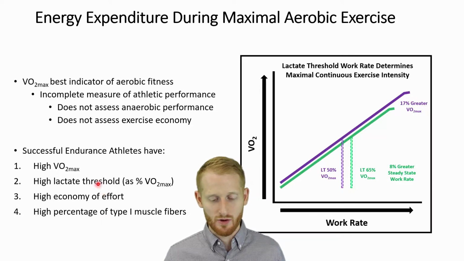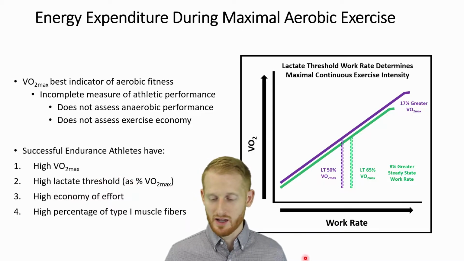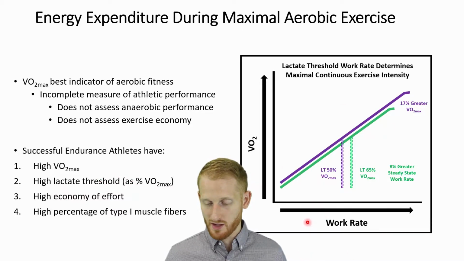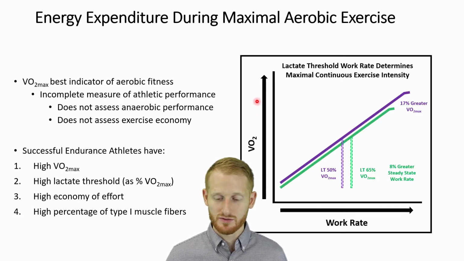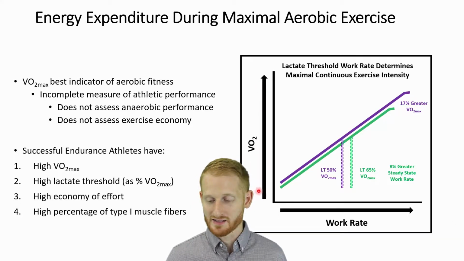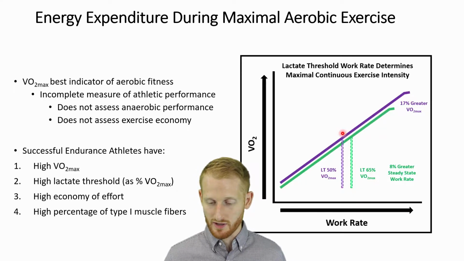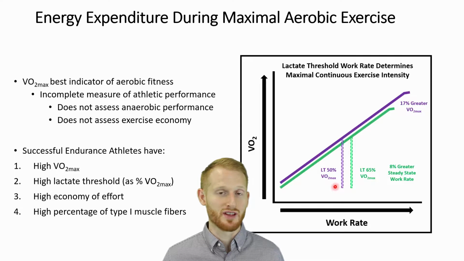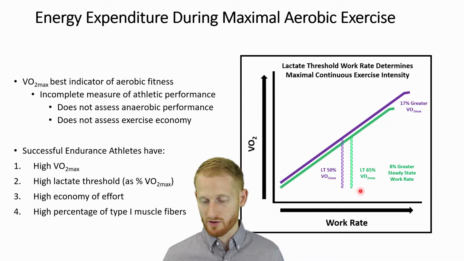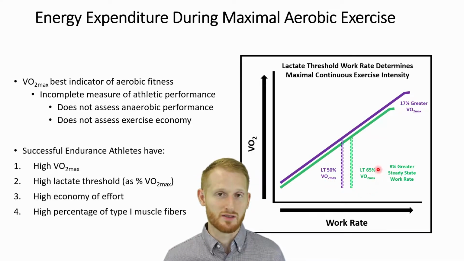Let's come back just for a moment to this lactic threshold idea. So if we look at this graph here, we have work rate, so aerobic work rate on the x-axis, we have VO2, so oxygen consumption, on the y-axis, and we have two people who are pretty similar, but the purple line, this individual has a 17% greater VO2 max than the green line. However, if we look at the lactic thresholds, this purple individual hits their lactic threshold at 50% of their VO2 max, where the green person hits their lactic threshold at 65% of their VO2 max.